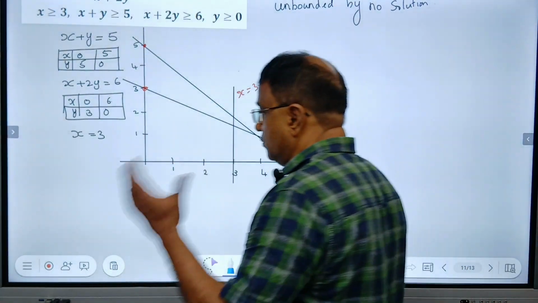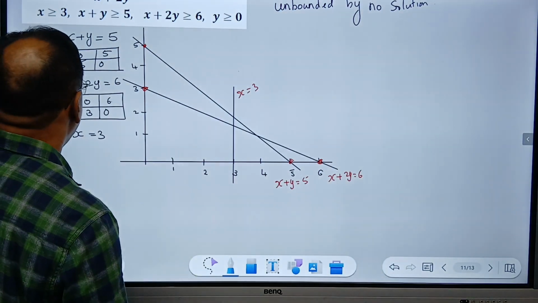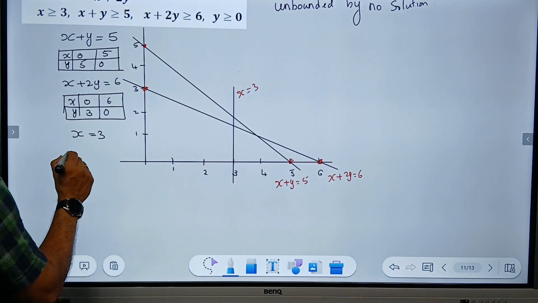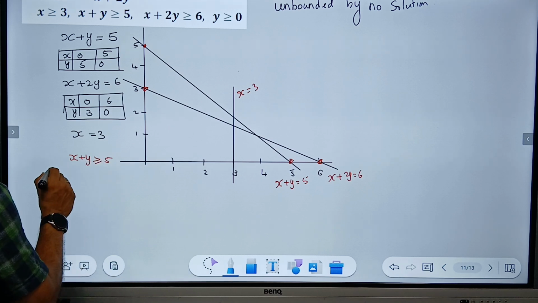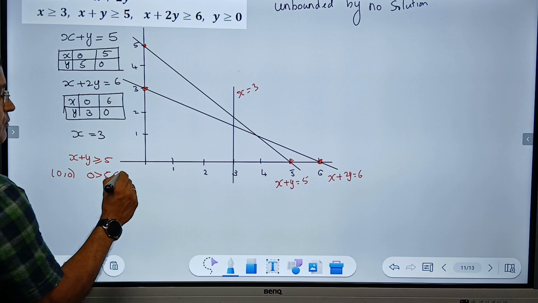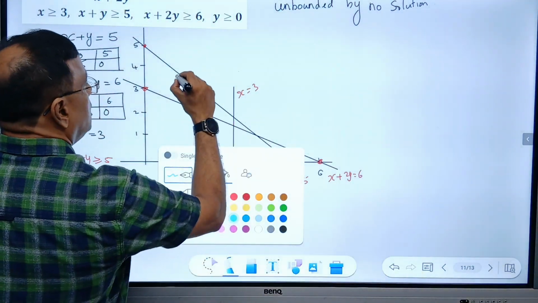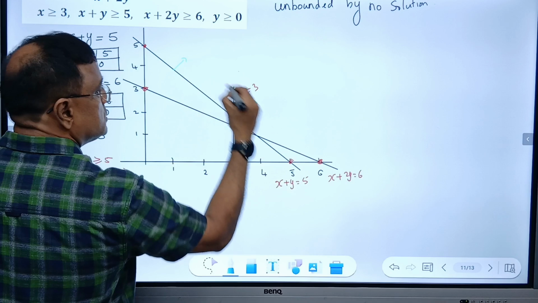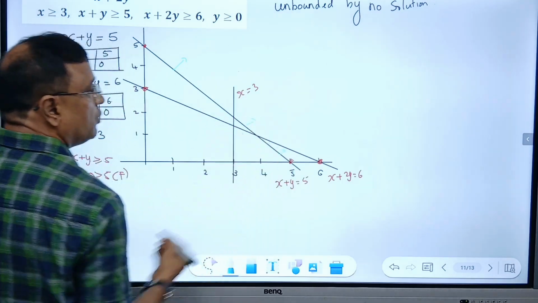Now it's time to find the feasible region. Am I right? I have to find the feasible region. Now how do I find the feasible region? So x plus y greater than or equal to 5. Substitute origin as usual. 0 greater than 5. Absolutely false. So it will be away from origin.